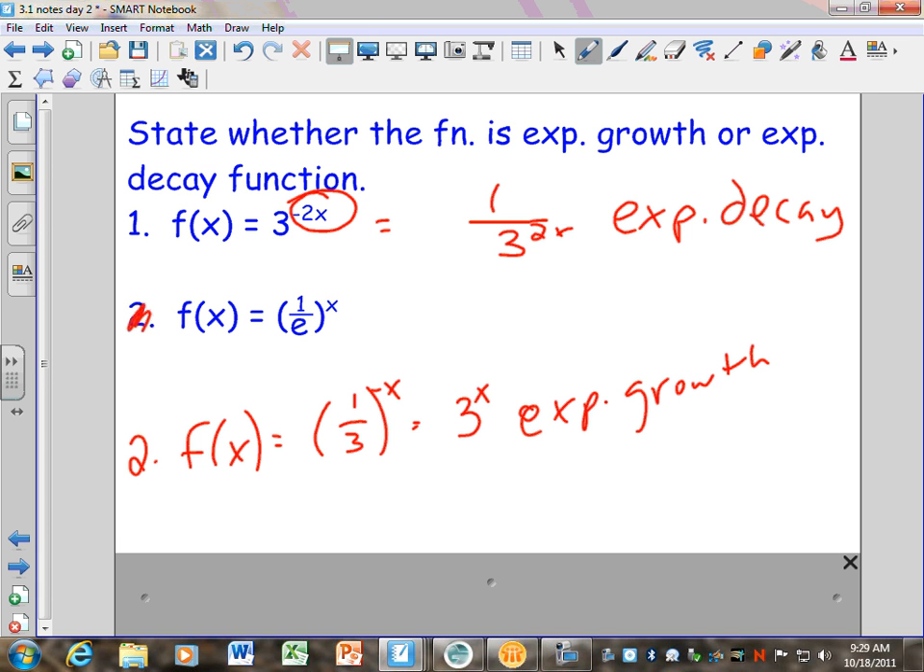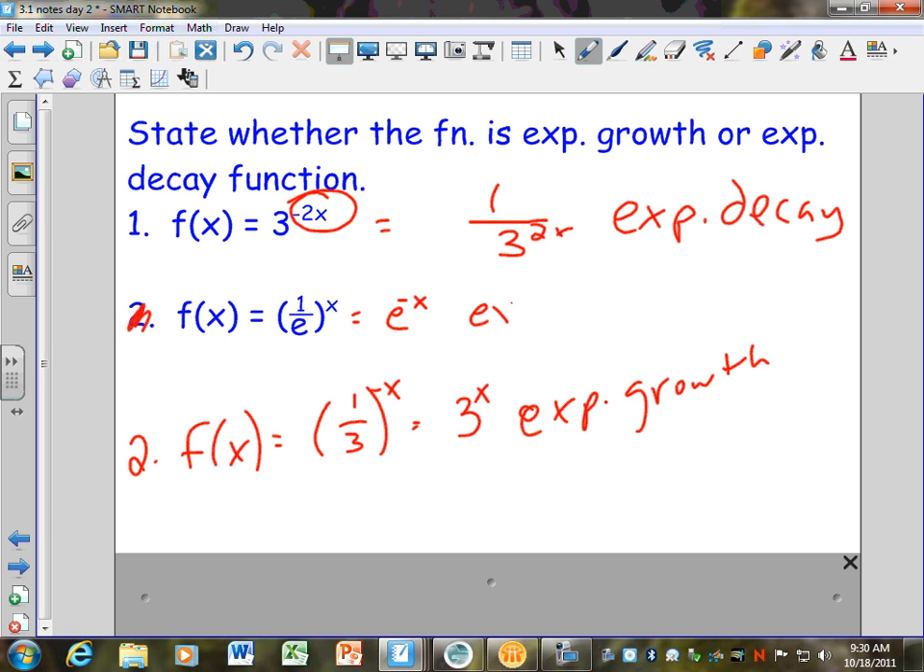What about my 1/e to the x? What do you think about that one? Growth or decay, Caitlin? Are you just guessing? It is a fraction with a positive exponent, which means I think that it's decay. You could write this as e to the negative x if you wanted to. I always think decay is negative exponents and growth is not negative exponents. But that's not always true because they can trick you with the fraction stuff, right? So this one is exponential decay.